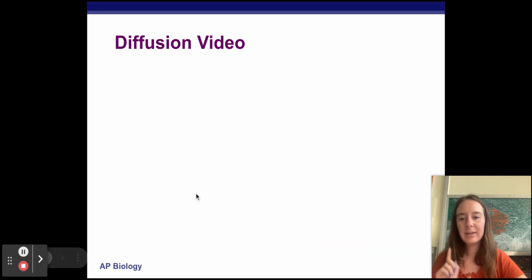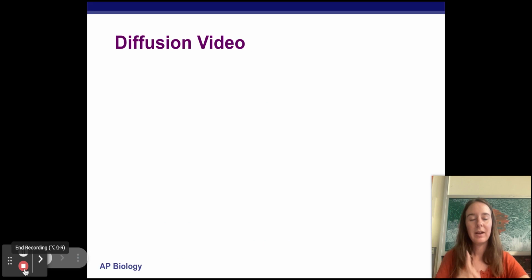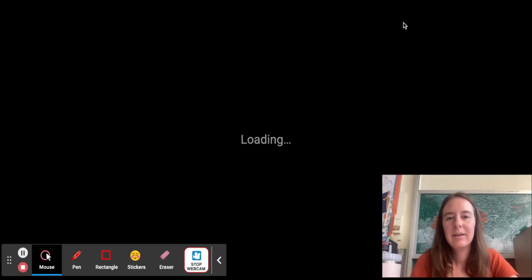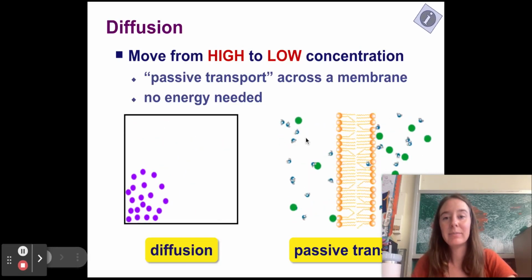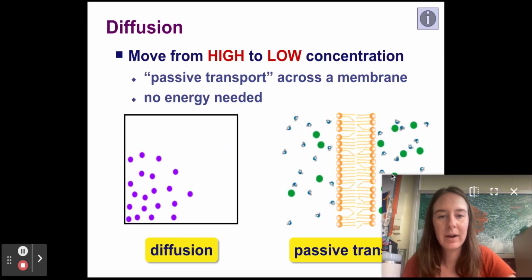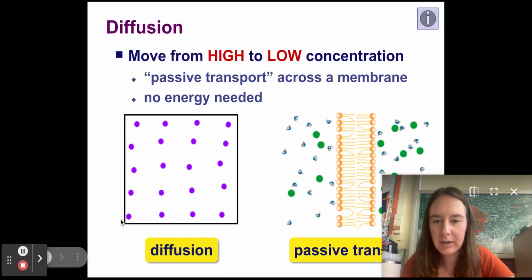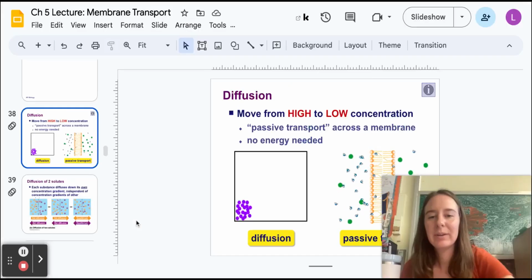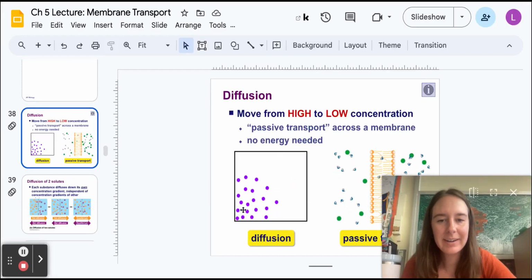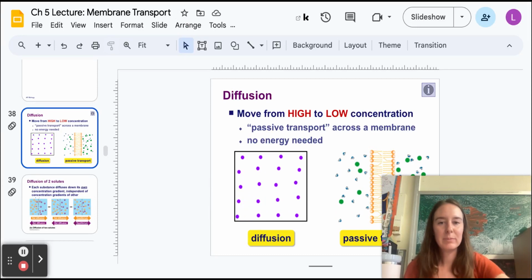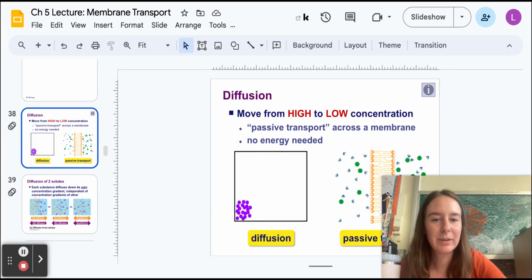All right, I'm going to pause here and show you a video about diffusion just so you can have it in your head, and then we'll continue on. All right, so again, diffusion is the movement of molecules from a high concentration to a low. So you notice here the concentration of the molecules was really high in the corner, and then they diffused out to spaces where there is a lower concentration of molecules.